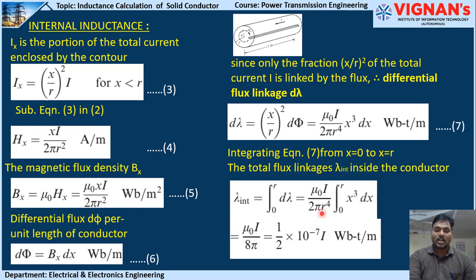Integral 0 to r of x cube dx is nothing but r power 4 by 4. You substitute that r power 4 by 4. So r power 4 will cancel. 2 into 4 is 8 pi. Therefore mu naught I by 8 pi. What is the value of mu naught? Absolute permeability is 4 pi into 10 power minus 7 Henry per meter. We already know this. So substitute that, 4 pi divided by 8 pi is 1 by 2, into 10 power minus 7 into I Weber turns per meter. This is the magnitude of flux linkages inside the conductor. Take it as equation number 8.